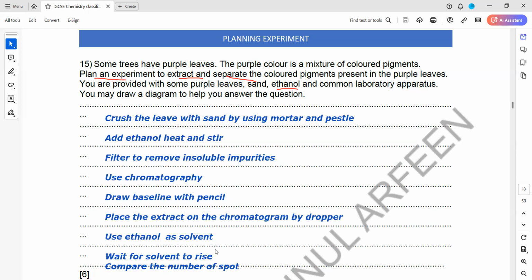Yes, it will be visible because these are colored pigments, so it's obvious, as I mentioned, that we have colored pigment, so we don't need a locating agent. If it was amino acids, in that case, we'd use a locating agent. So we don't have to mention the locating agent.